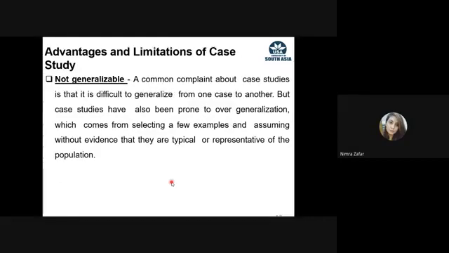Not generalizable. A common complaint about case studies is that it is difficult to generalize from one case to another. But case studies have also been prone to overgeneralization, which comes from selecting a few examples and assuming without evidence that they are typical or representative of the population. So it is difficult to give a generalized conclusion in a case study.